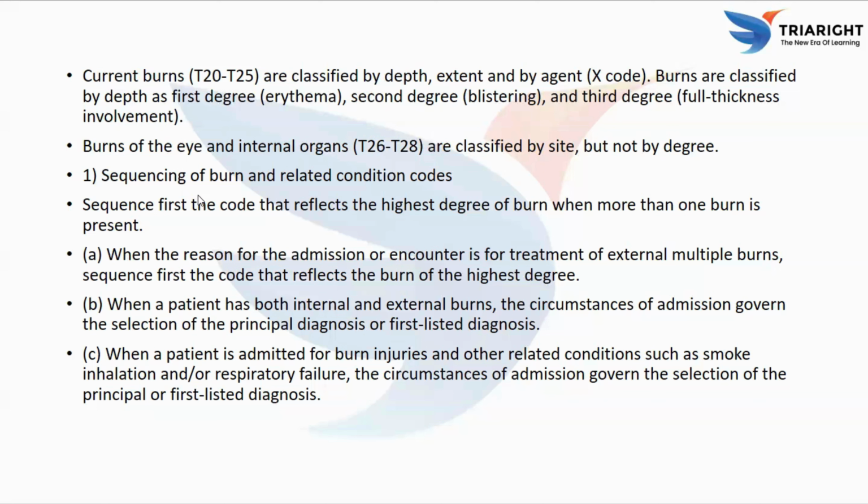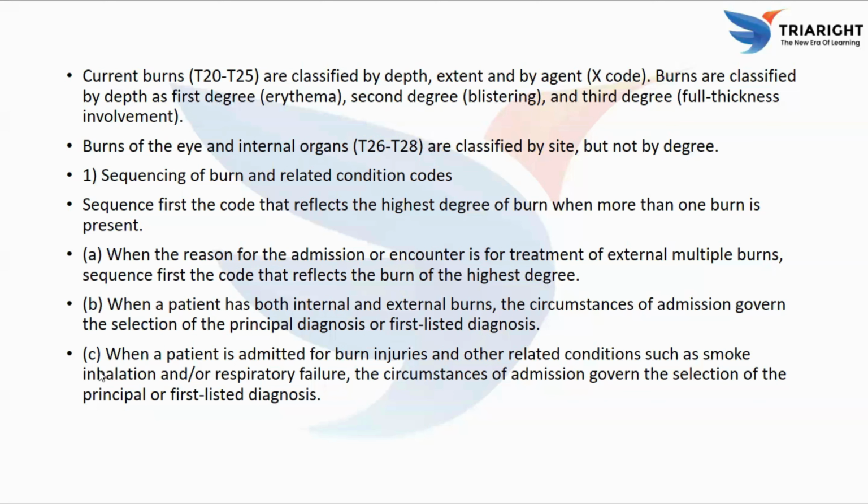Next guideline is regarding sequencing of burn and related condition codes. How do you sequence the burns? You have to sequence first the code for the highest degree burn when more than one burn is present. In the special sequencing scenarios, when multiple external burns are present, how do you code? When the admission or encounter is for the treatment of multiple external burns, you have to sequence first the highest degree burn. For example, a second degree arm burn plus a third degree chest burn. Then you have to code the third degree chest burn first, followed by the second degree arm burn second.